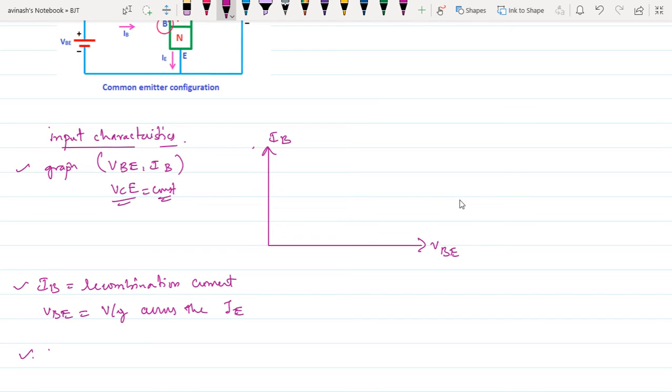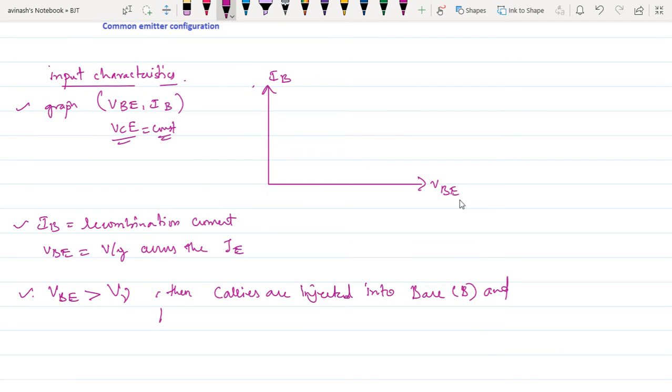As we have previously discussed, when the input voltage VBE is more than the cut-in voltage, then carriers are injected from emitter into base, and hence recombinations occur, and IB starts increasing gradually.